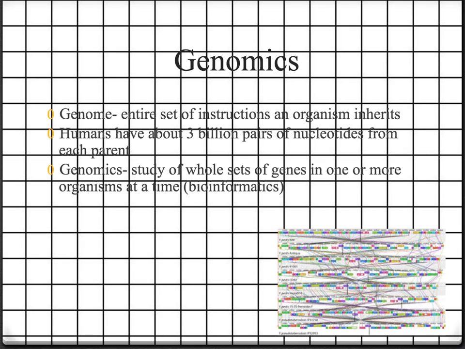When we study genomics, we're studying all of that information at once, and sometimes in more than one organism, and we can call that bioinformatics when we're looking at an ape, a mouse, and a giraffe together at the same time. We could be studying bioinformatics.